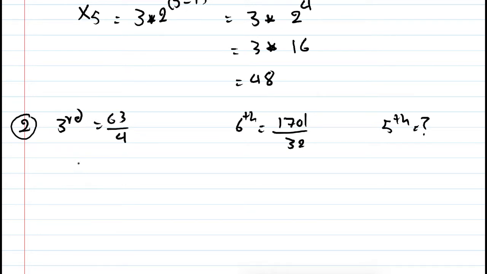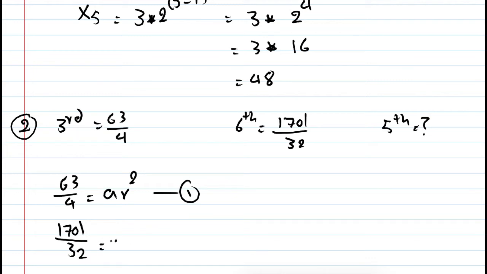So the third term, or 63 over 4, equals a times r squared. The 2 right here is because it's 3 minus 1, which gives 2. This is our first equation. Our second equation is going to be 1701 over 32 equaling ar to the power of 5, because 6 minus 1 is 5. So we have two equations.